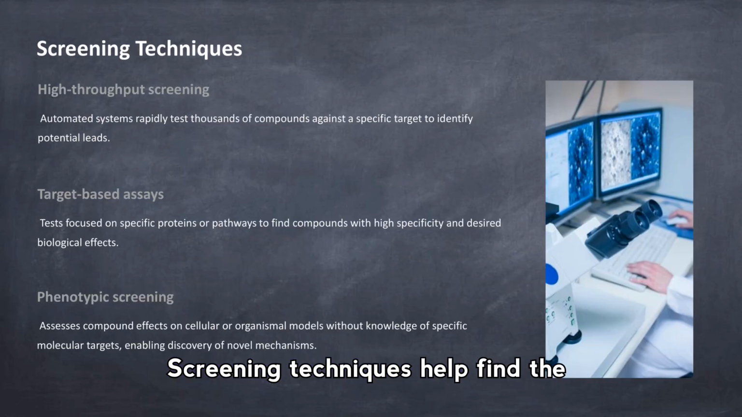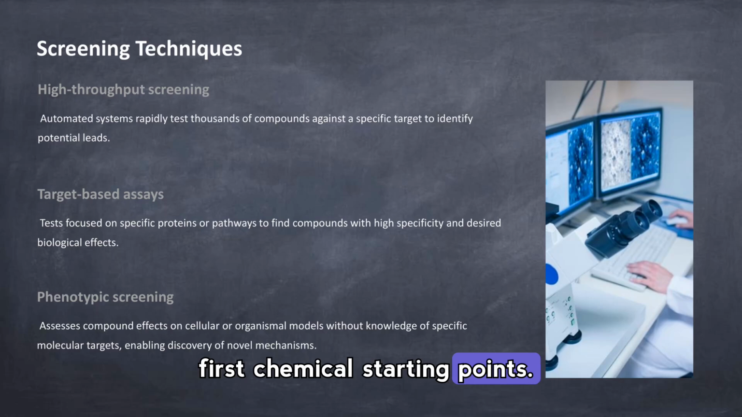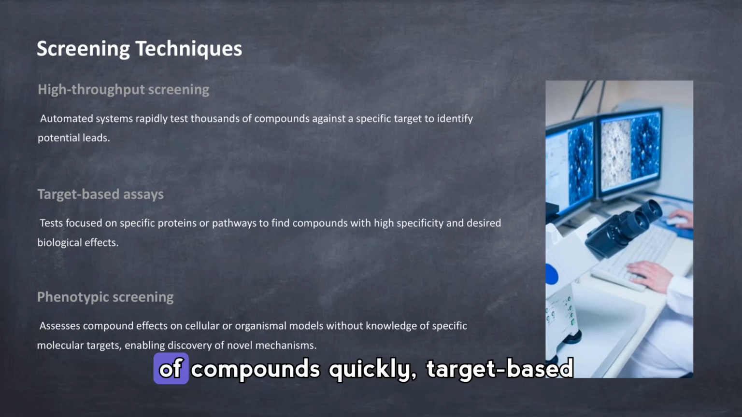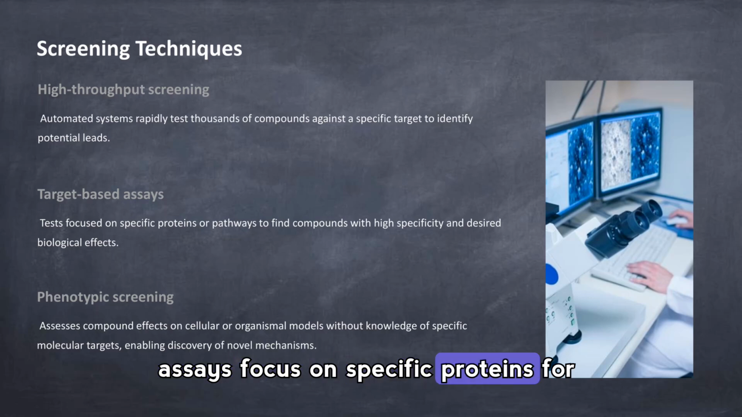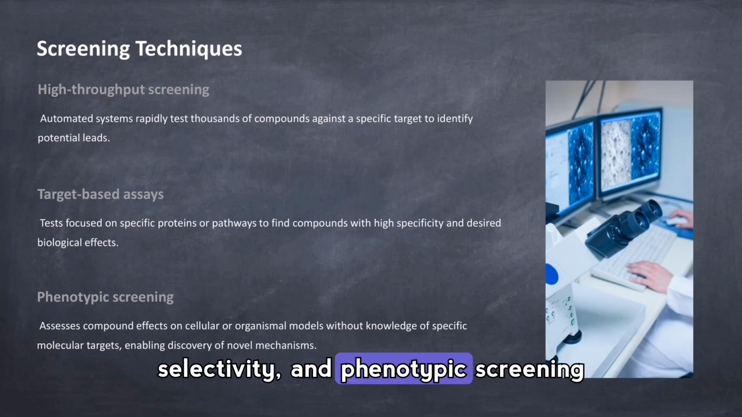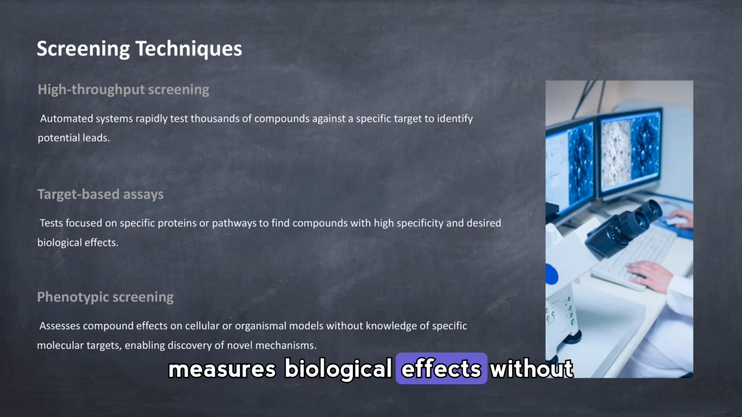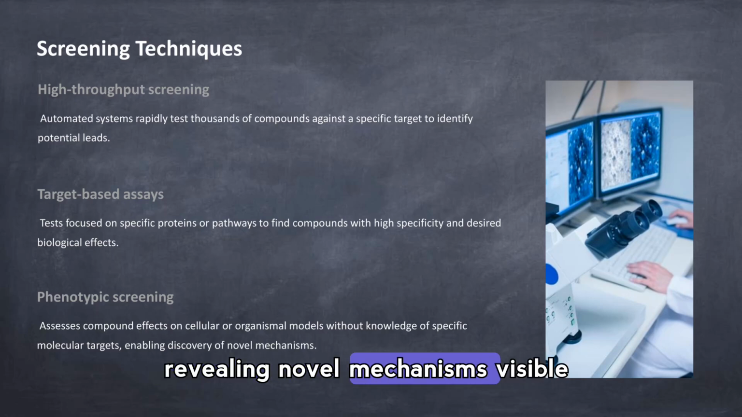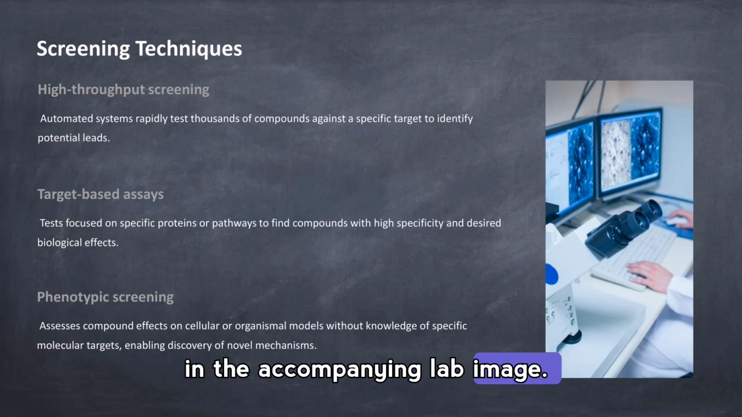Screening techniques help find the first chemical starting points. High-throughput screening lets automated systems test thousands of compounds quickly. Target-based assays focus on specific proteins for selectivity, and phenotypic screening measures biological effects without needing a known target, often revealing novel mechanisms visible in the accompanying lab image.